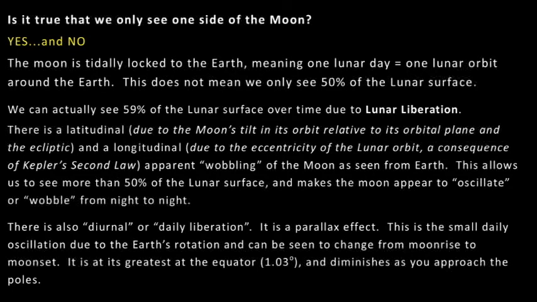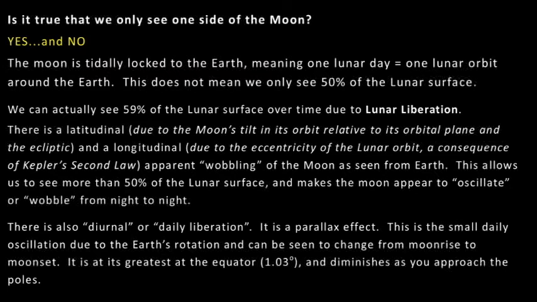We can actually see 59% of the lunar surface over time due to lunar libration. There is latitudinal and longitudinal apparent wobbling of the moon as seen from the Earth. This allows us to see more than 50% of the lunar surface and makes the moon appear to oscillate or wobble from night to night. Now, this isn't the same thing as being able to see it in two different hemispheres. All right, that's perspective because you're at two different locations on the Earth. This is from night to night and through its orbit.